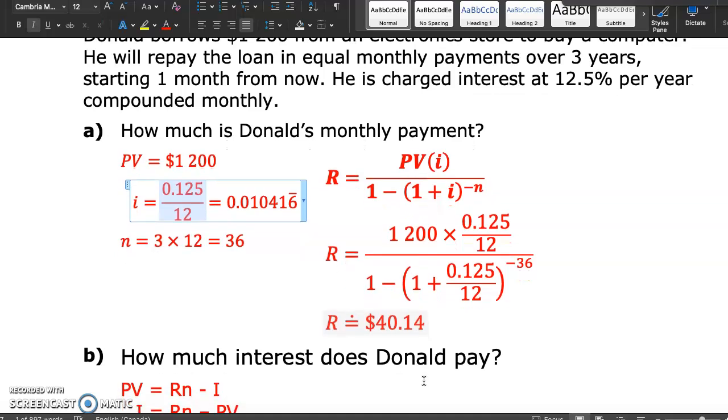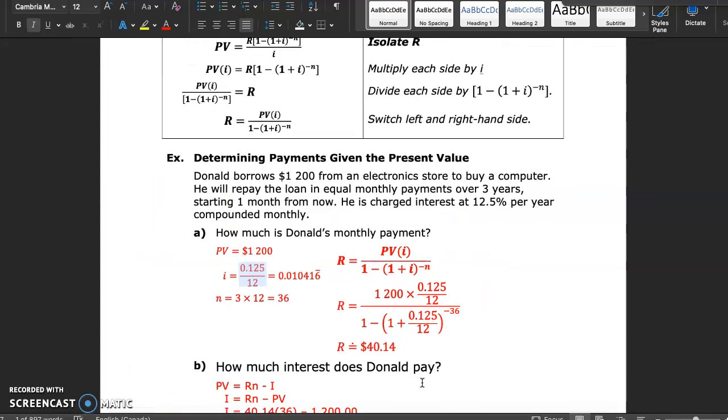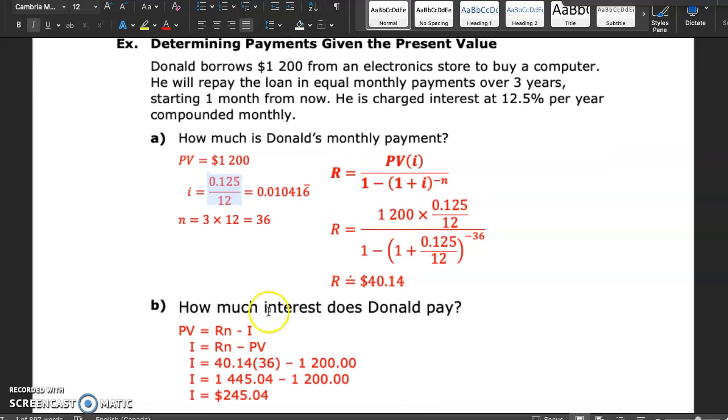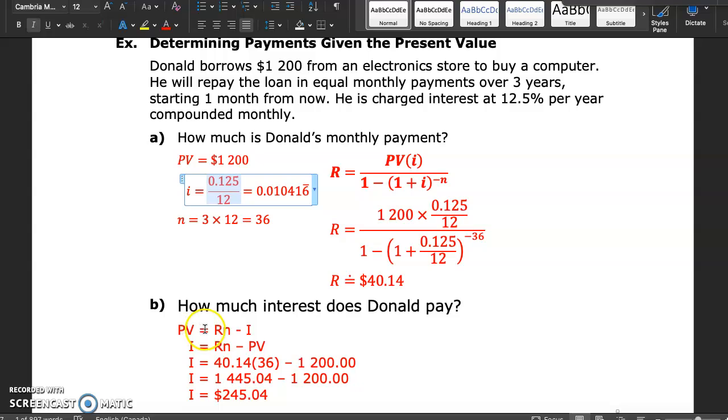So, how much interest does Donald pay? The present value is equal to the sum of the regular deposits, which is R, the regular payment, times n, the number of times that you make that payment, minus the interest. Because that interest is the incentive that allows someone to loan you that money. Rearranging this formula, let's bring I over to this side so it's just I by itself. Subtract the present value from this side. We end up with this equation here.